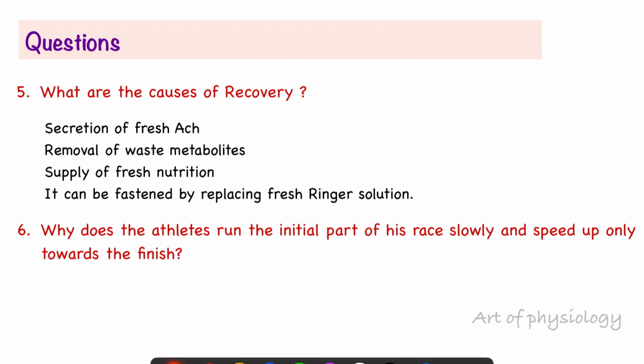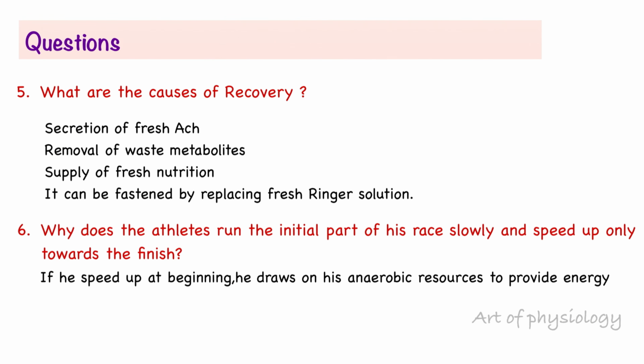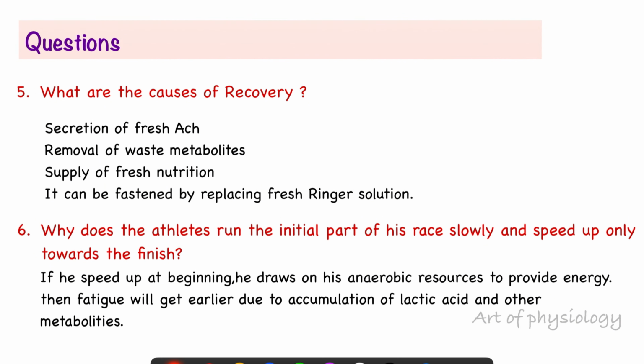Why does the athlete run the initial part of his race slowly and speed up only towards the finish? That is because if he speeds up at the beginning, he draws on his anaerobic resources to provide the energy. Then fatigue will come earlier due to the accumulation of lactic acid and other metabolites. So that is why athletes will not run faster during the initial part.